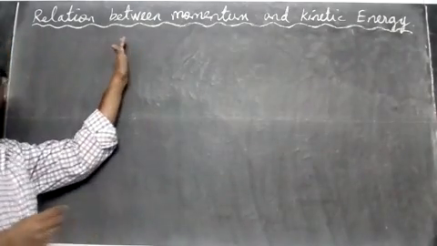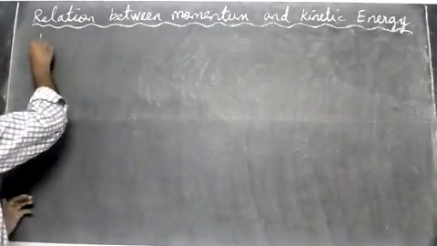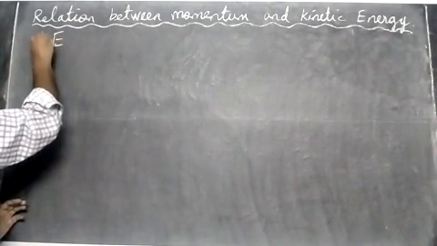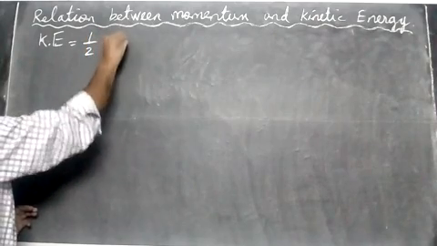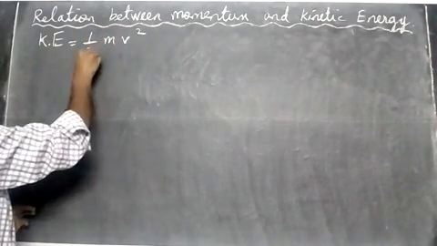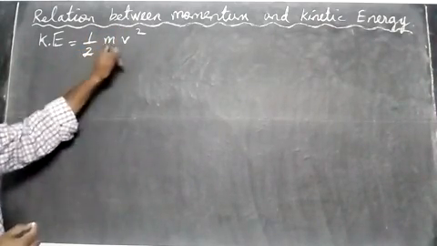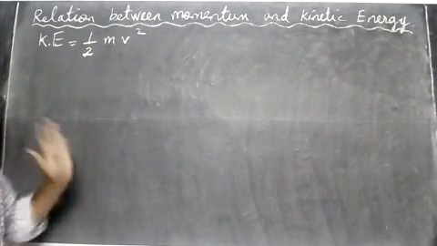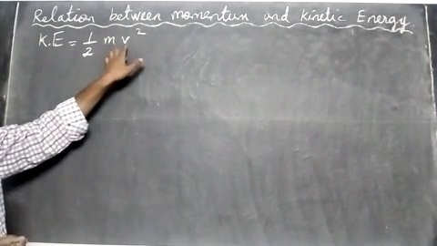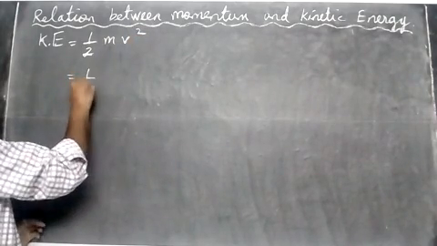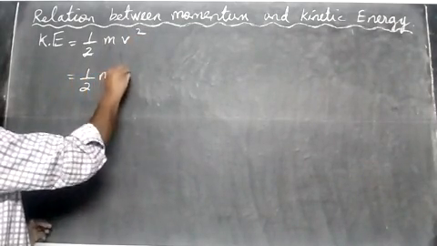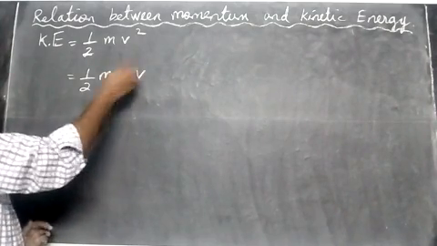First we'll see the formula for kinetic energy. Kinetic energy KE is given as half m v square. Here m is the mass, v is the velocity. Now v square we can write as v into v. So we have half into m into v into v.